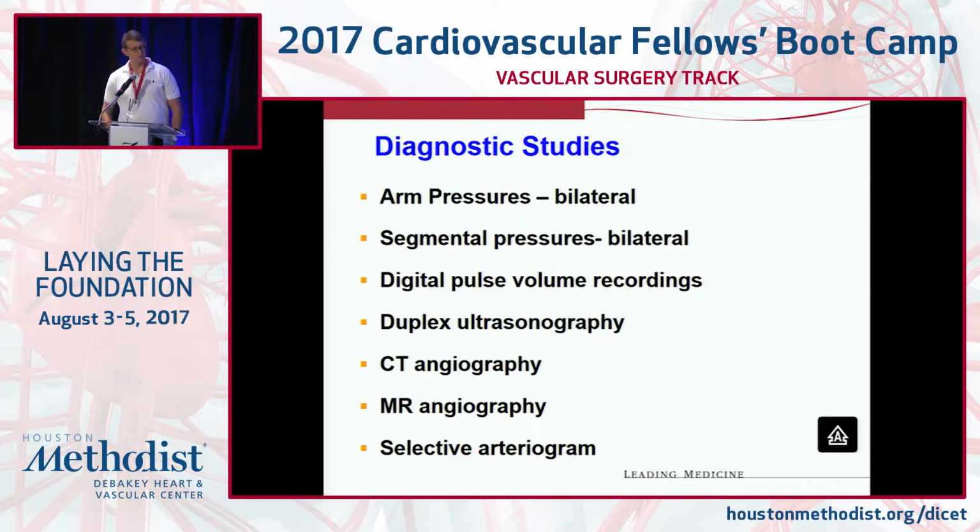So how do you work this up? In the office you need an algorithmic approach, and it comes down to two types of studies: physiologic studies, and anatomic road-mapping studies. The physiologic studies that supplement your physical exam are bilateral arm pressures, segmental pressures at different levels of the arm, and digital pulse volume recordings comparing the affected side to the unaffected side.